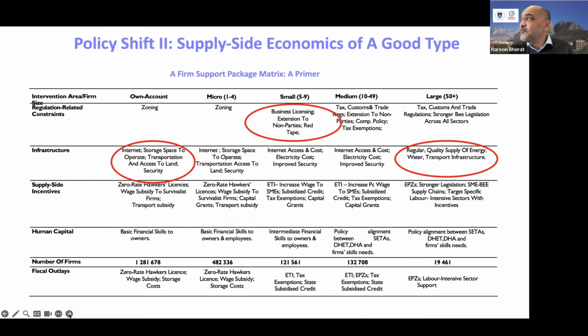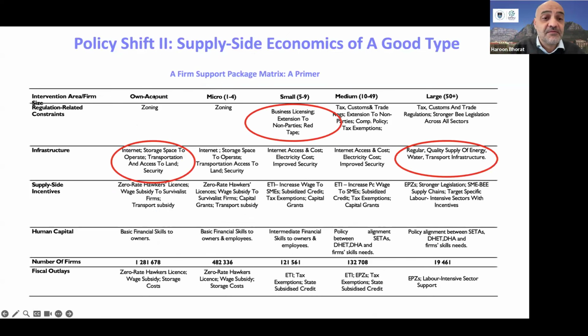So this very detailed graph is actually quite simple, but hopefully gives you an idea of what I mean by supply side economics of a good type. So remember I told you, think about firms as not just large firms like Sygnia, but also own account firms. I've got here a table of what I call the firm support package matrix.